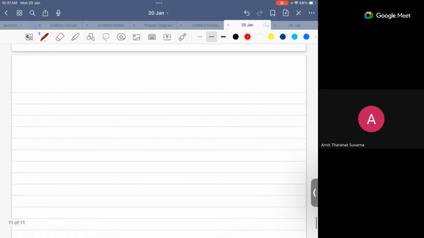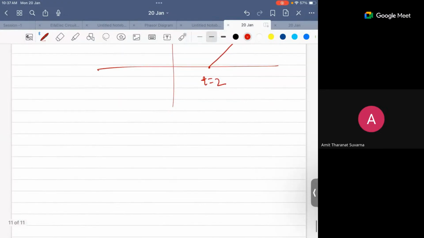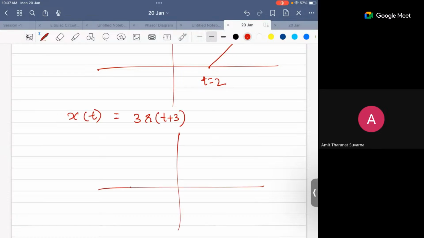If you have been given r of t minus 2, this is pretty simple, right? You just start with t equals 2. Slope will be equal to 1 only. Now, for example, you have a function something like 3 times r of t plus 3. What will happen in this case? It will start from minus 3. What will be the slope of this function? The slope will be 3.